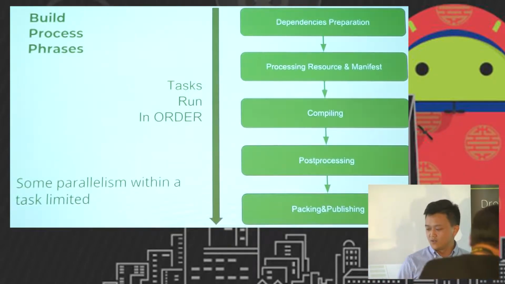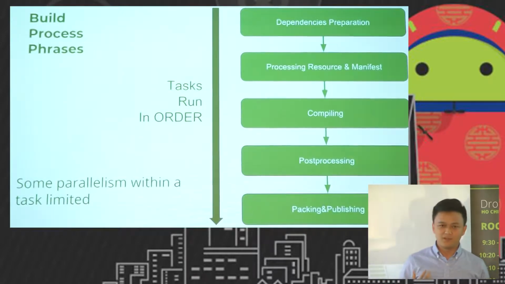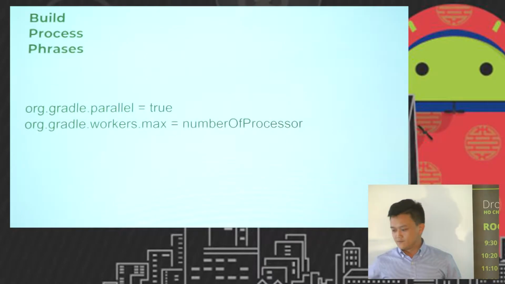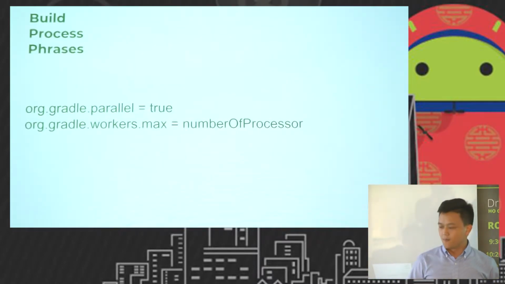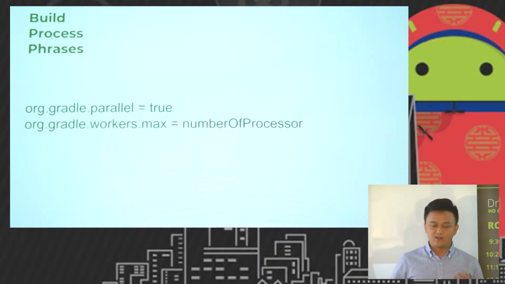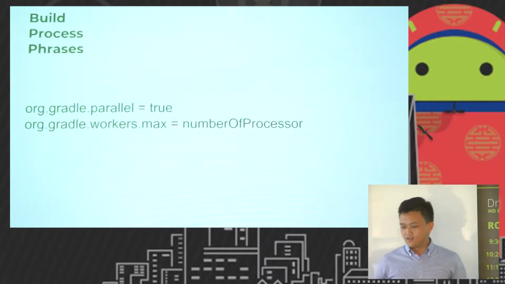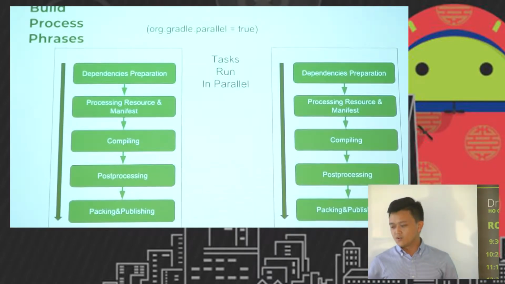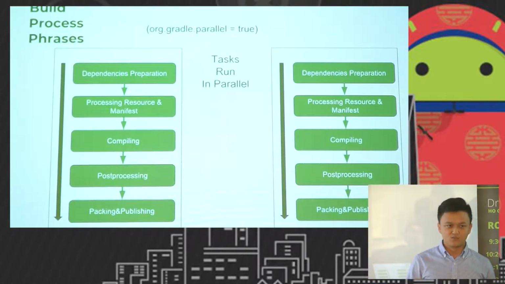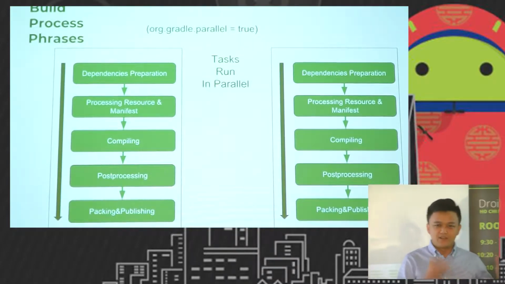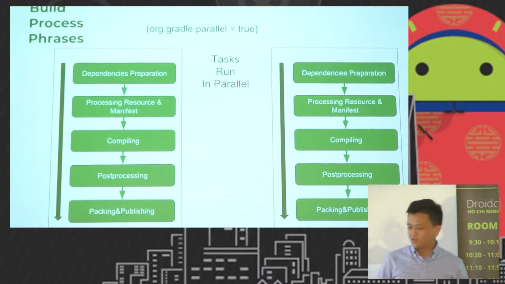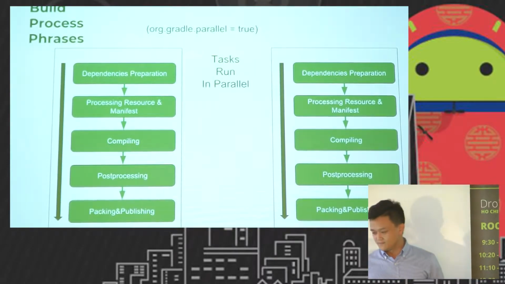Actually, there is some parallelism within the tasks provided, but it's limited. But for multiple Gradle modules, you have an option to enable parallel building. It means that you can build the modules in parallel. Here's the configuration that you can use. So now if you are using multiple Gradle modules and the modules do not depend on each other, then when you hit the build button, the modules can be built in parallel. Let's say your processor has 4 cores, 8 cores, then you can build like 8 modules at the same time. So it will significantly reduce your build time, especially clean builds.